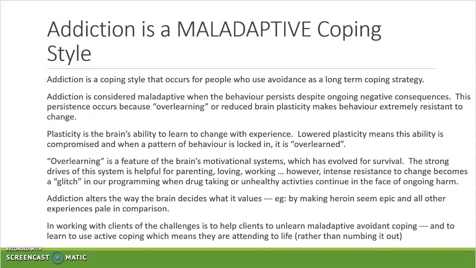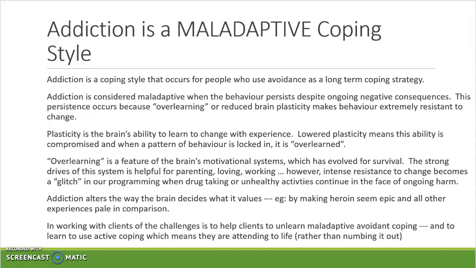However, when it becomes your long-term way of dealing with life in general, it really increases the risk of developing addictive traits. Addiction is considered maladaptive when the behavior persists despite ongoing negative consequences. This persistence occurs because of a concept called overlearning, which is related to reduced brain plasticity. This is what makes addictive behavior extremely resistant to change. Plasticity is about the brain's ability to learn and change with experience. Lowered plasticity means that this ability is undermined and a pattern of behavior becomes locked in, or overlearned.